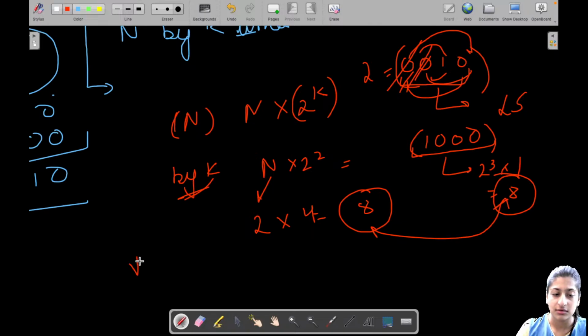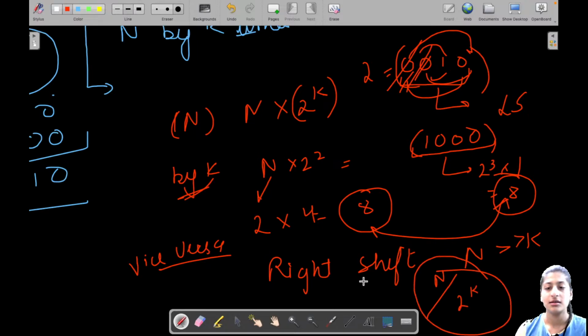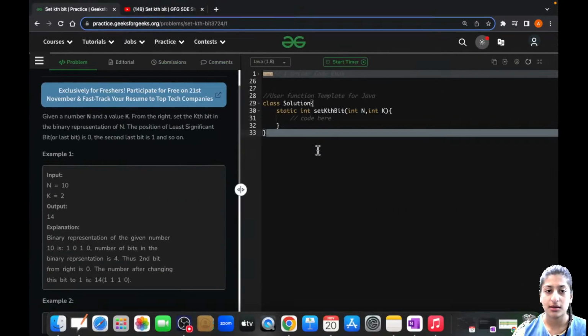And vice versa for right shift. In right shift, what is happening? The number n which is being right shifted by k times, right? So that number actually in terms of decimal, n is getting divided by 2 to the power of k, right? That's all. So let's quickly code it.